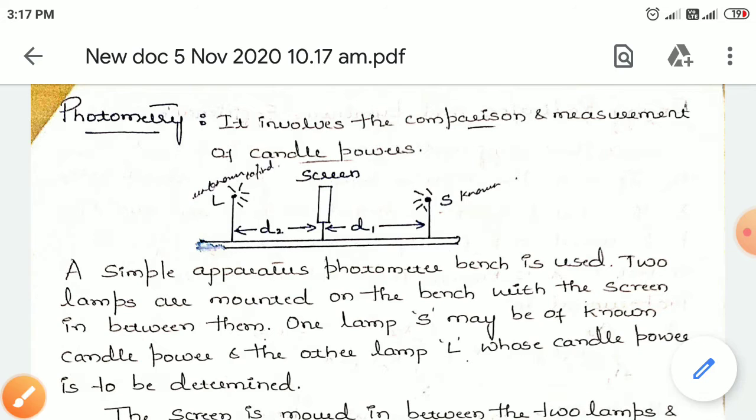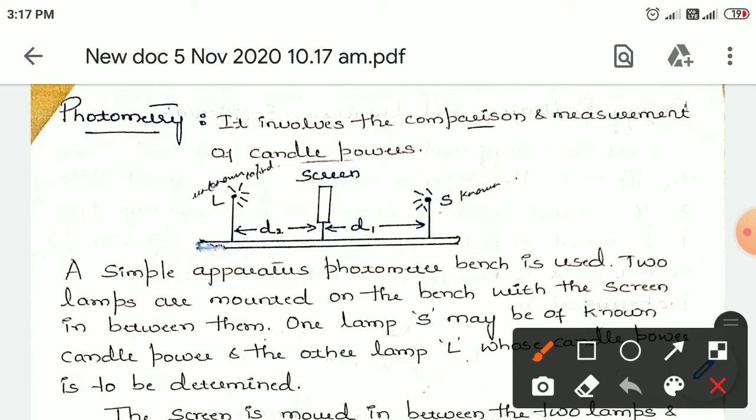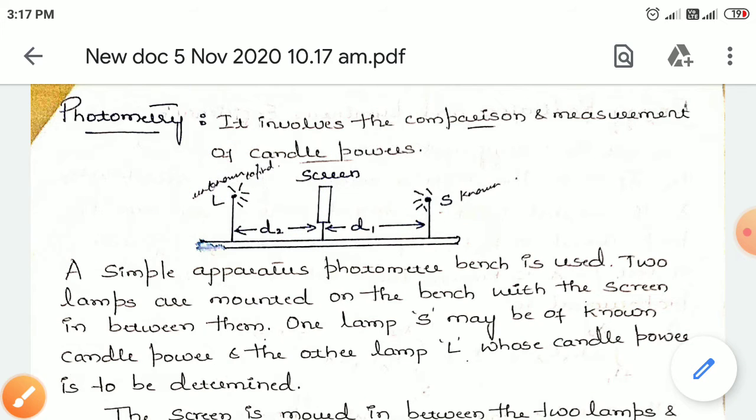So we have two lamps mounted on the photometer bench. This is the photometer bench, this is lamp 1, lamp 2 and the screen. S is the lamp with a known candle power and L is the lamp with an unknown candle power, which is to be measured. And this is the screen. They are placed at the distances D1 and D2 respectively. This is the experimental setup, so the experimental setup is clear.